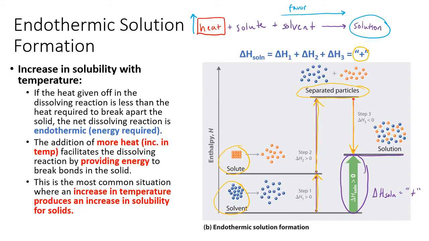So if we add heat or increase the temperature, we're going to also increase the solubility of our solute or favor solution formation. So this is a very common situation where if you dissolve a solid in a solvent and you warm it up or you increase the temperature, you'll actually increase the solubility of that solute in the solvent. And this is because the addition of heat or kinetic energy is providing additional energy to break the bonds within that solid solute and help it dissolve.